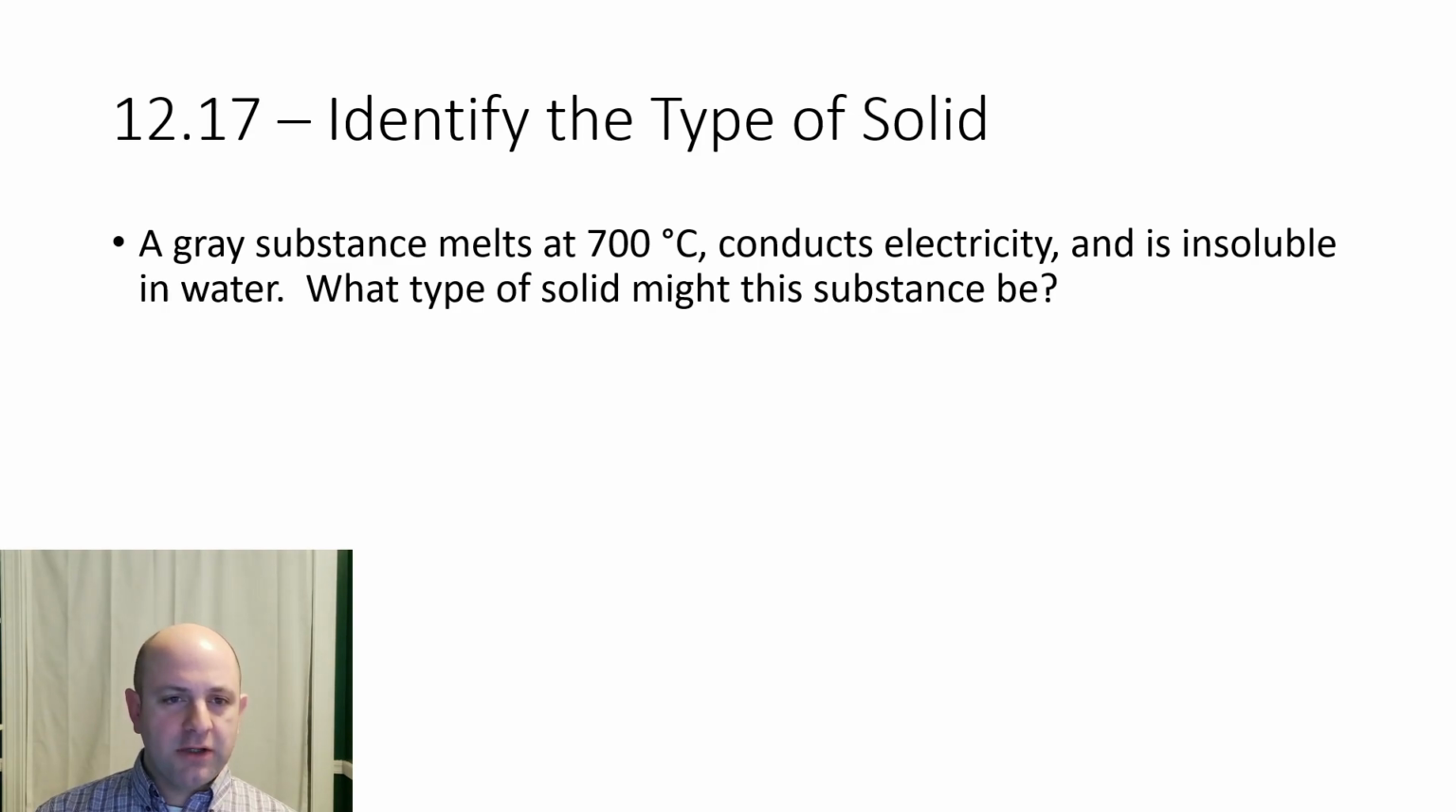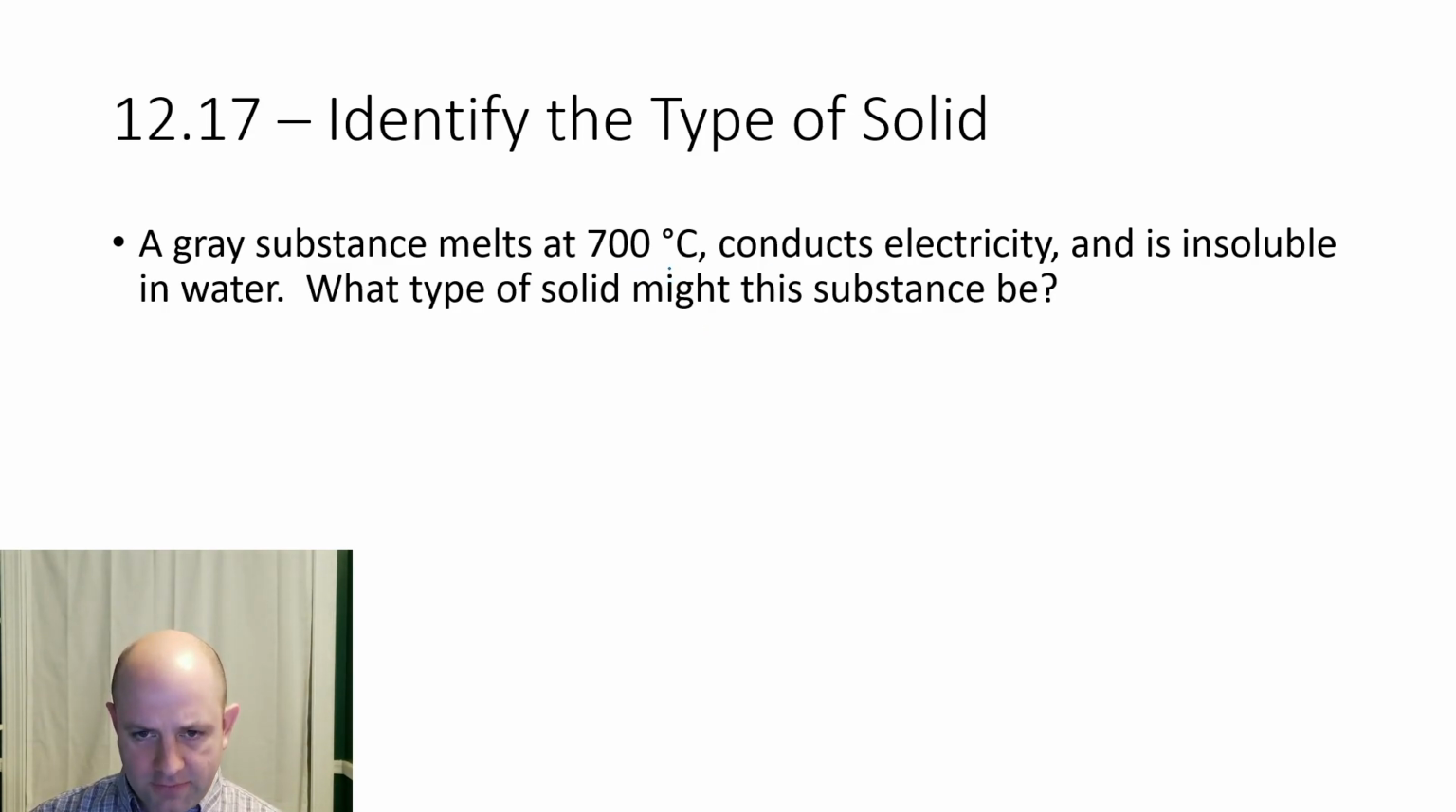So number one here, 12.17, identifying the type of solid. I love these questions where they give you a series of properties and you use them to identify, well, is it a metal? Is it an ionic solid? Is it a network covalent? And so we have to use the properties to either eliminate or push towards a certain type. All right. So it says here, we have a gray substance that melts at 700 degrees, conducts electricity, and is insoluble in water. And so for some of these, it points towards something. For some, it just says, no, not that.